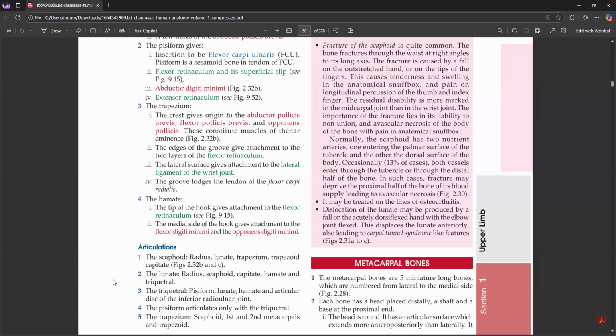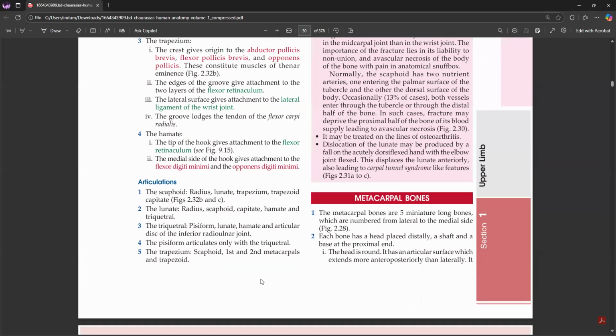Articulations. The scaphoid. Radius, lunate, trapezium, trapezoid, capitate. Figures 2.32b and c. The lunate. Radius, scaphoid, capitate, hamate, and triquetral. The triquetral. Pisiform, lunate, hamate, and articular disc of the inferior radio-ulnar joint. The pisiform articulates only with the triquetral.